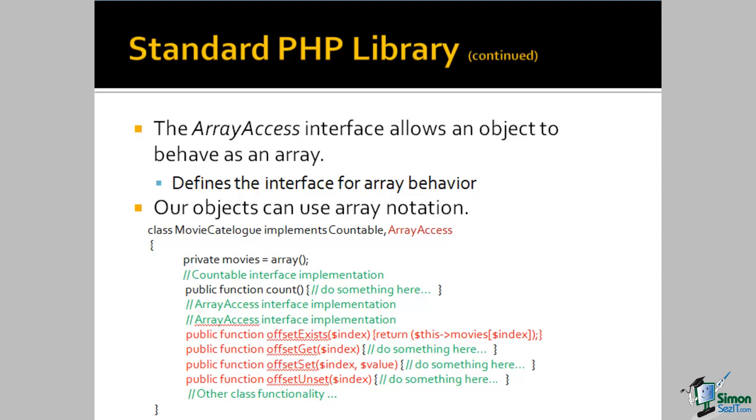The four methods we must define that are provided by the array access interface are offsetExists, offsetGet, offsetSet, and offsetUnset. We must provide functionality for these functions to do something. Obviously, we're implementing array access to provide array notation for our movie catalog class. So we want to implement these functions to provide that functionality for the users of our class. And the example here shows the implementation of one of those functions.